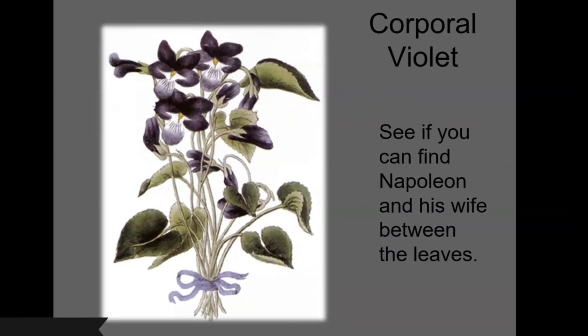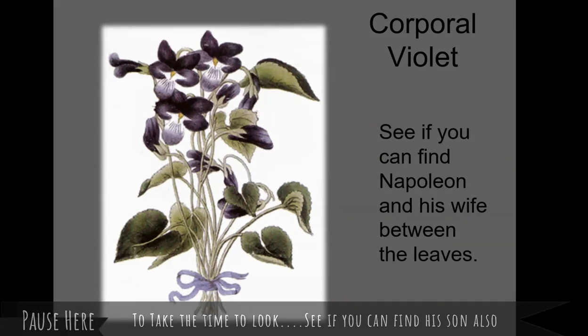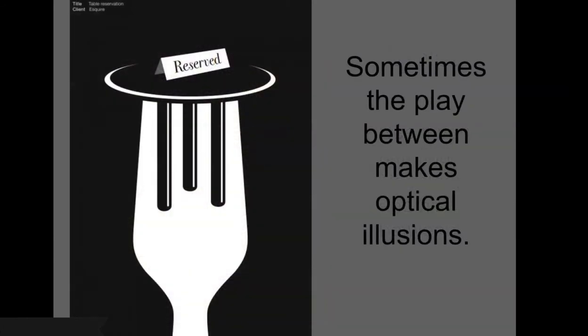This is a painting called the Corpo Violet. It was a watercolor painting made for a greeting card. Can you see if you can find Napoleon and his wife between the leaves? Sometimes the play between makes optical illusions.